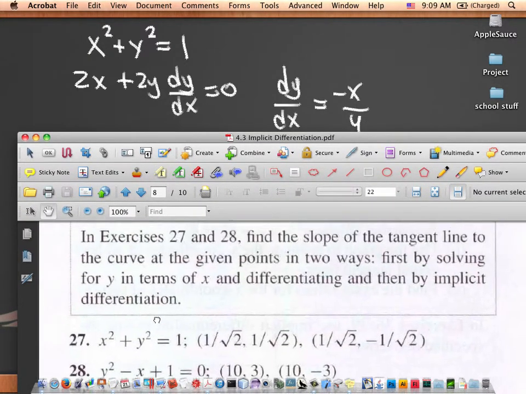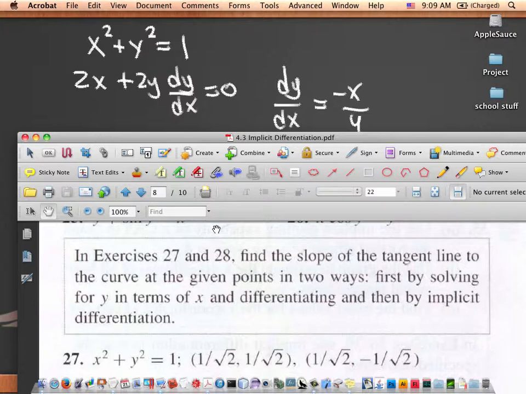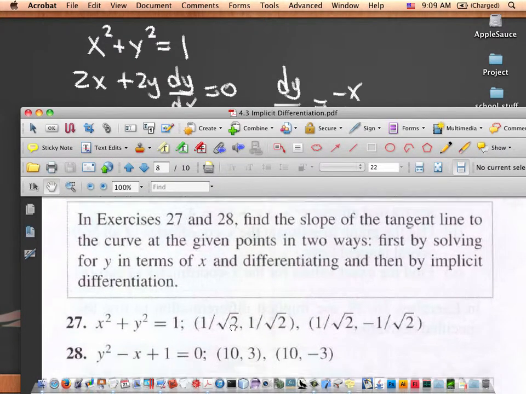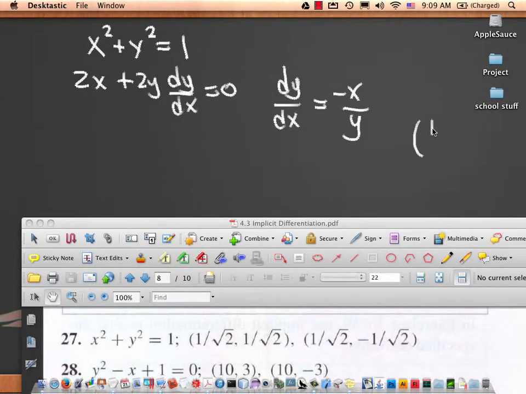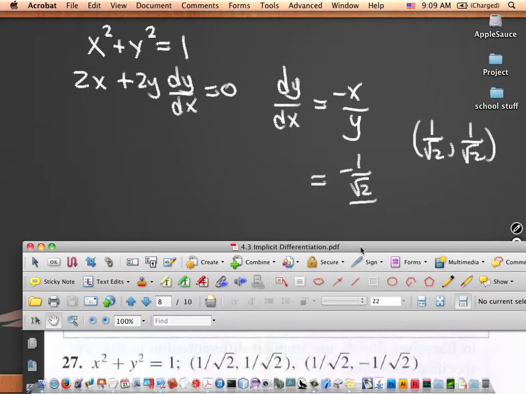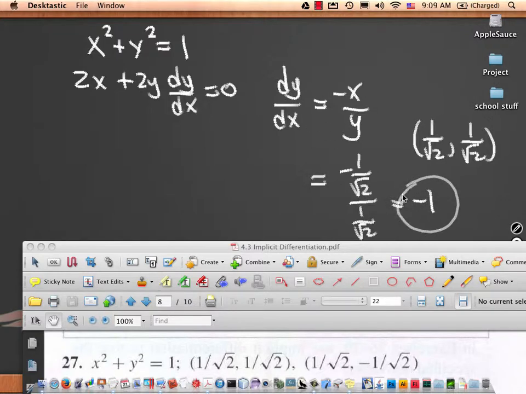All right, well, let's look at the instructions here. It says, find the slope of the tangent line to the curve at the given points in 2 ways. First, by solving for y in terms of x and differentiating, and then by implicit differentiation. Let's just do implicit differentiation first, because we've already got it. This is the ordered pair 1 over the square root of 2, comma 1 over the square root of 2. If I plug that in here, I end up with negative 1 over the square root of 2 over 1 over the square root of 2, but that's just negative 1. So the slope of the tangent line at this ordered pair is negative 1.